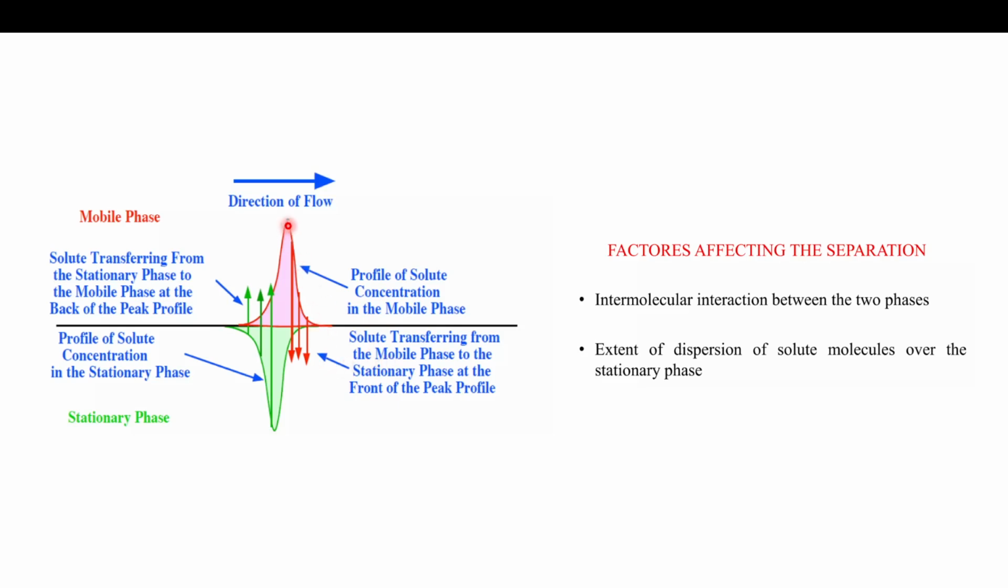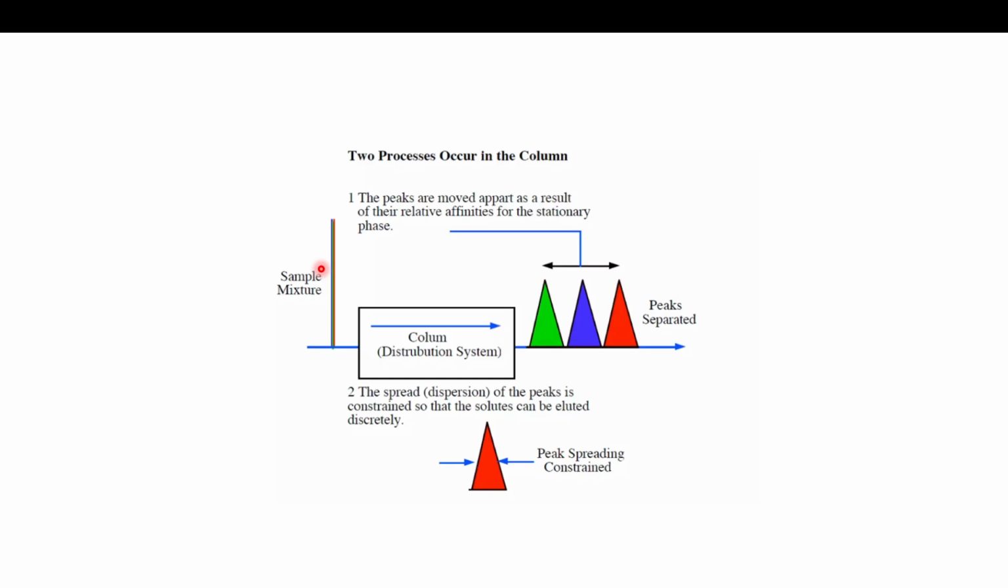And one peak will eventually refer to a particular set or a single analyte in question. Okay, and two processes actually occur on the column, like on the matrix. Number one, the peaks are moved apart as a result of their relative affinities for the stationary phase. The peaks get separated based on how much is the interaction between.